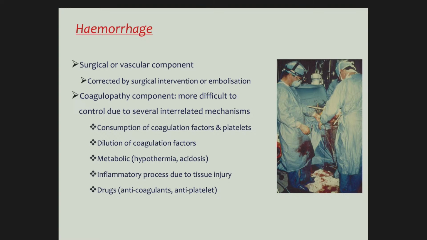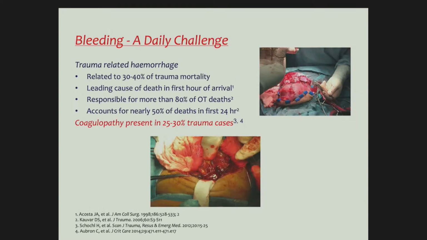These include consumption of your clotting factors and dilution of your clotting factors. If you give a lot of red cells, it's going to lead to loss of clotting factors without replacement. If you give a lot of clear fluid, same thing. Metabolic effects such as hypothermia and acidosis can contribute to ongoing bleeding and coagulopathy, as can the inflammatory process. And with more people on anticoagulants and antiplatelets, these can also contribute to bleeding.